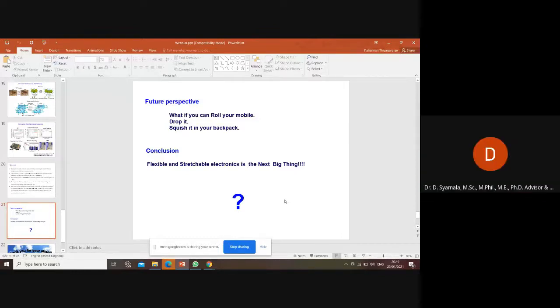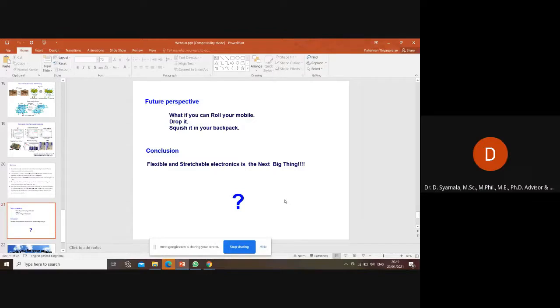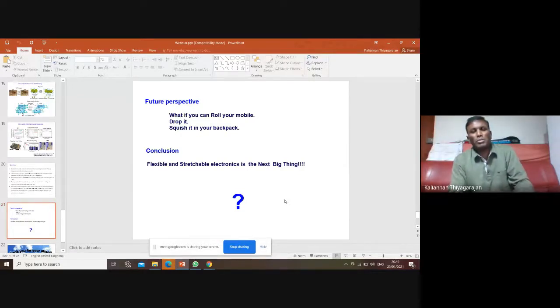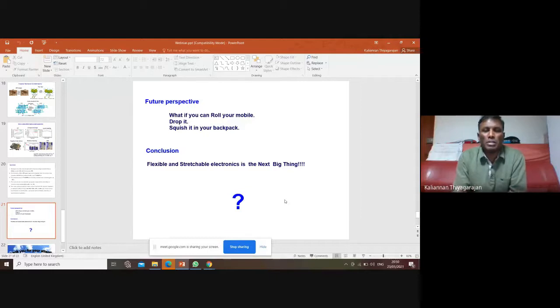Sir, one question that I have to ask is, what about the power supply, sir? If it becomes stretchable electronics, what about the power source? Yeah, this power source, actually we can use self-power charging devices, stretchable self-power charging devices.